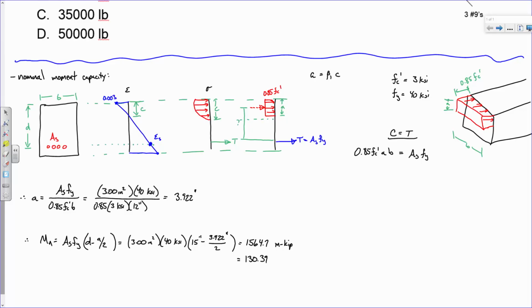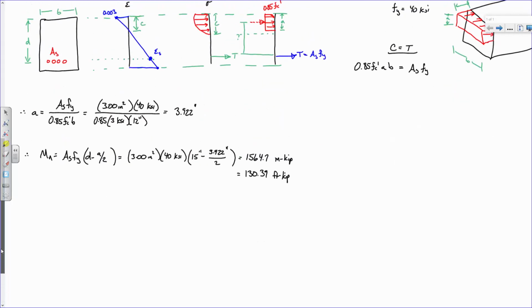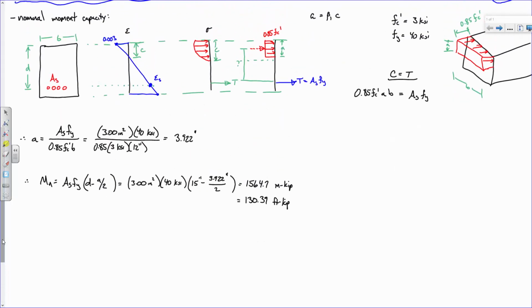130.39. Did I get that right? All right, foot-kips. So far, so good? That's what I wanted to hear. I was hoping somebody would say 0.9, so I would do that.